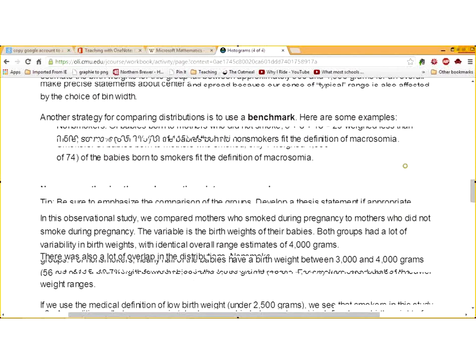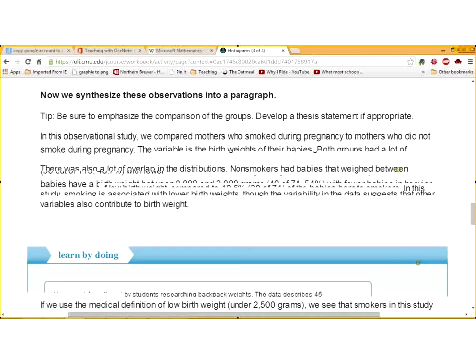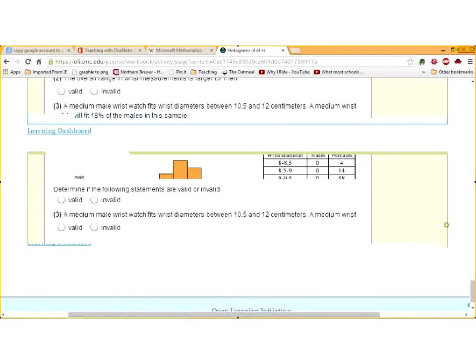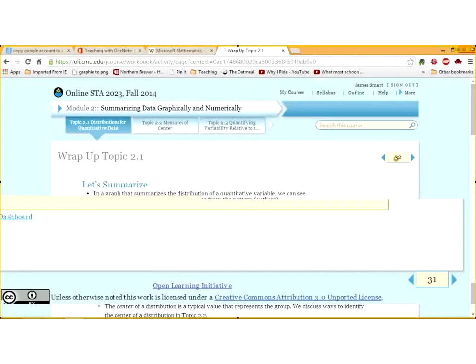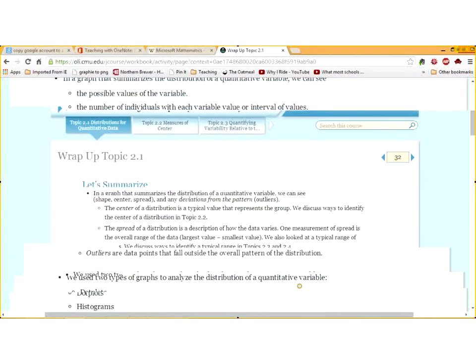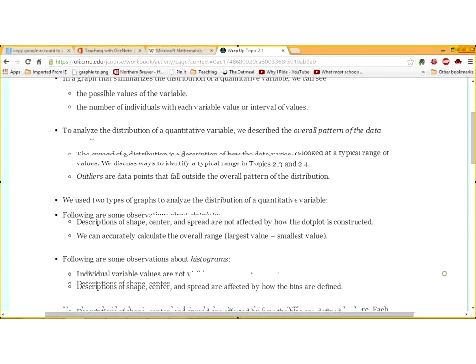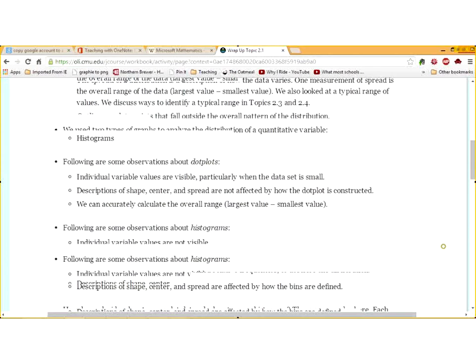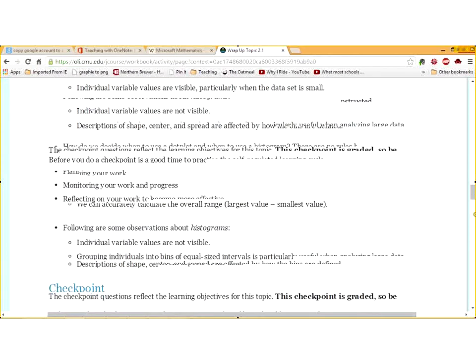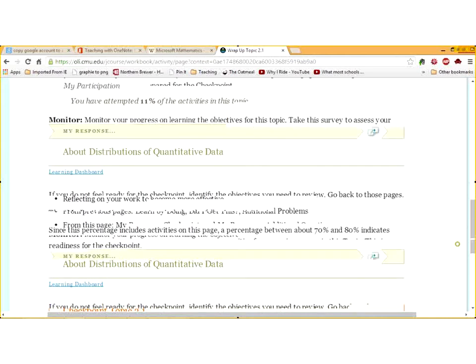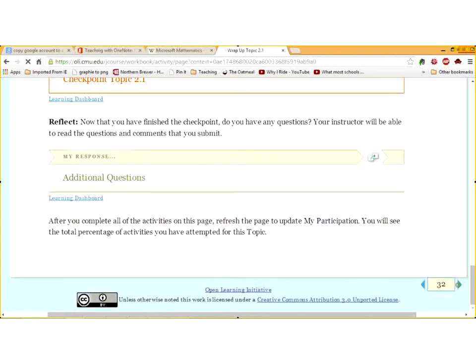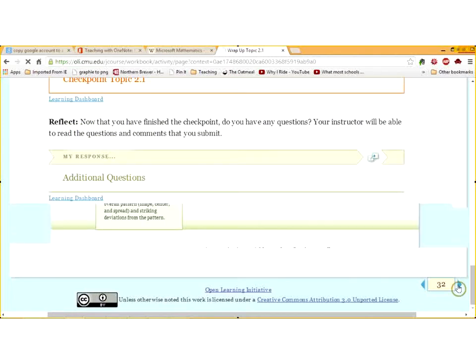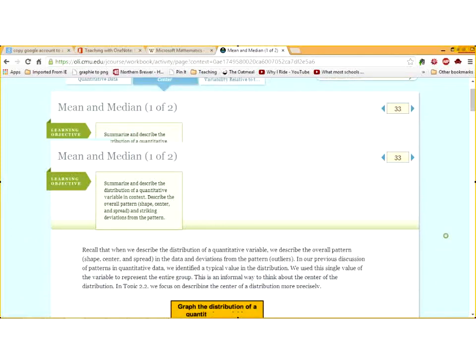And then they go through that, and then again they synthesize it into a paragraph. So I would definitely read through that in terms of comparing different groups. All right. And then we have our summary page. That was all topic 2.1. The other topics are a little bit shorter. 2 types of graphs, information about dot plots and about histograms, and then of course you have your checkpoint that you need to do. All right, so that's 2.1, dot plots and histograms. Thinking about shape, center, spread, and outliers.